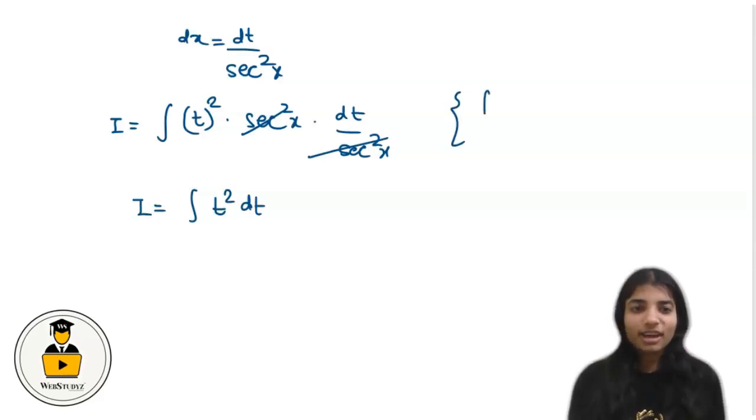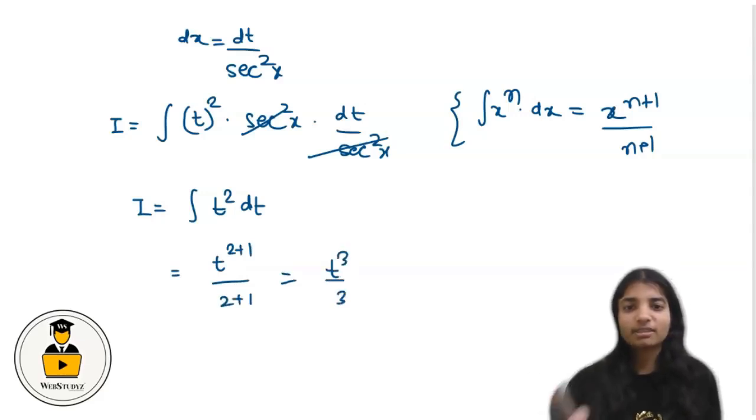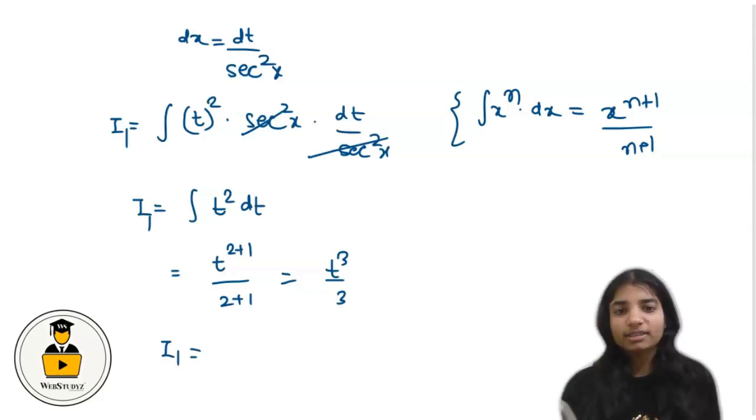And here we know that the integral of x raised to the power n dx is equal to x raised to the power n plus 1 divided by n plus 1. So t raised to the power 2 becomes t raised to the power 2 plus 1 divided by 2 plus 1, which is t cubed divided by 3. This is basically I1. Since t is equal to tan(x), the value of I1 is tan^3(x) divided by 3 plus C1. So this is the value of I1.